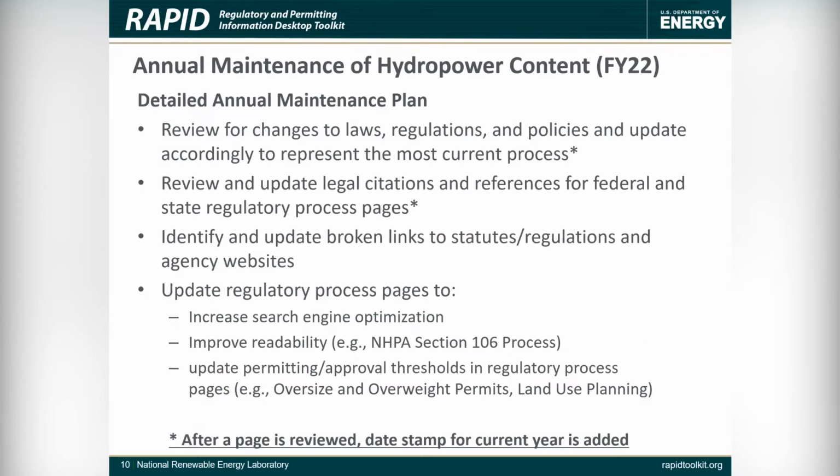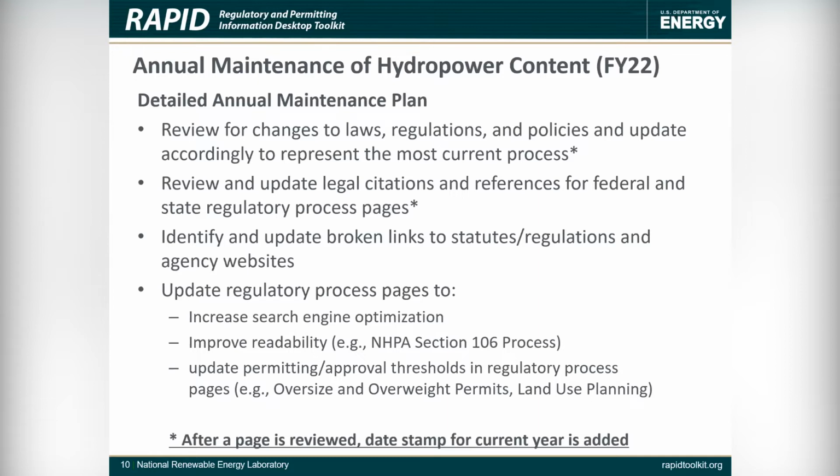So with this, I'm going to introduce what we had done in FY22 and then turn it over to my colleague, Jesse Carey, who's going to walk through some of the updates we made and those that we're continuing to track on the Rapid Toolkit. Annually, we go through a process of doing a detailed annual maintenance review. This one is specific to fiscal years. This is the FY22 maintenance review.